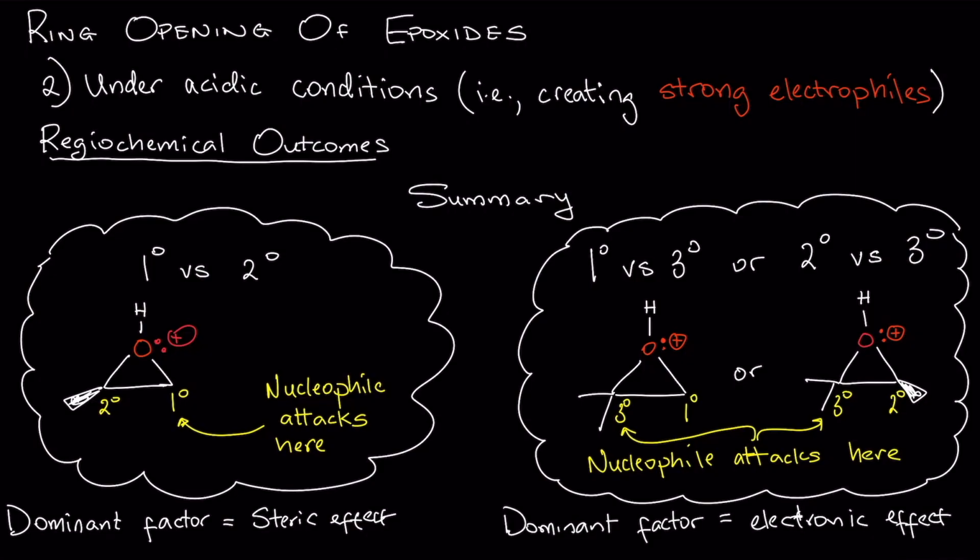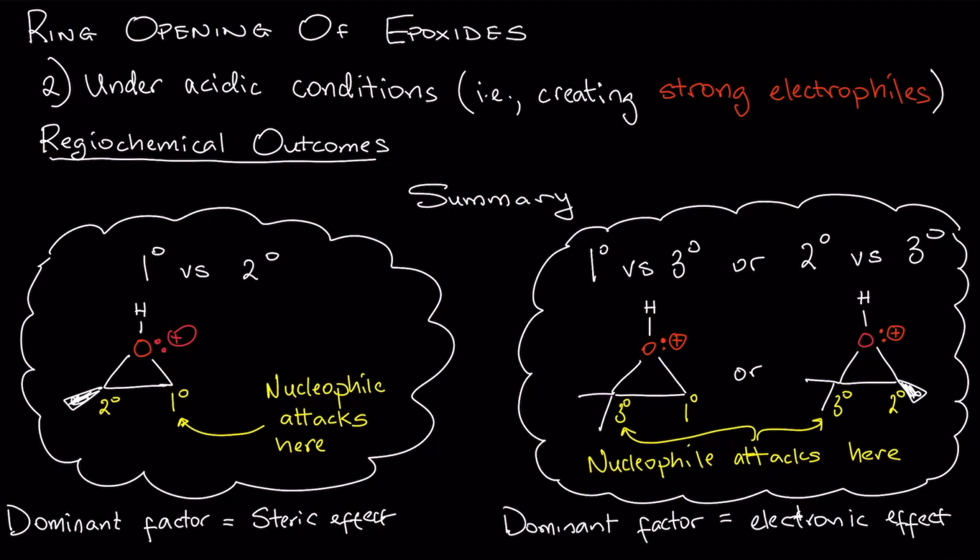Okay, so I have written out here a summary of your regiochemical outcomes for the acid catalyzed ring opening of your epoxide. So in summary, there are two scenarios. The first scenario is on your left. You have a primary versus a secondary carbon connected to your activated epoxide. In that scenario, the nucleophile attacks the primary over the secondary, and we've already talked about how that's because of your typical SN2 effect, where you want to attack the less substituted carbon because it's not very sterically hindered.